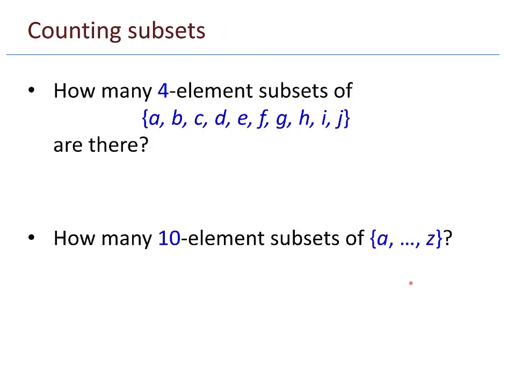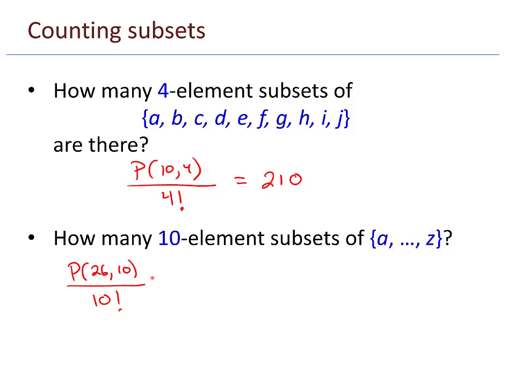All right, so how many 4-element subsets of A, B, C, D, E, F, G, H, I, J are there? There are 10 elements in that set, and it turns out that I can figure out P of 10, 4, 10 permute 4 divided by 4 factorial, and that is 210. How many 10-element subsets of A through Z are there? P of 26, 10, so 26 permute 10 over 10 factorial, and it turns out that equals 5,311,735.